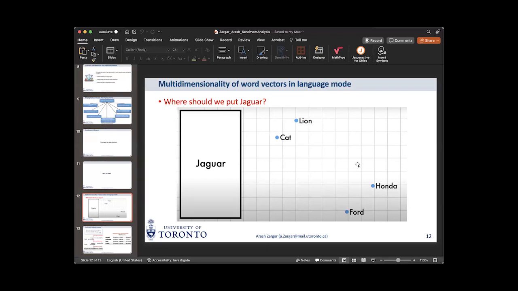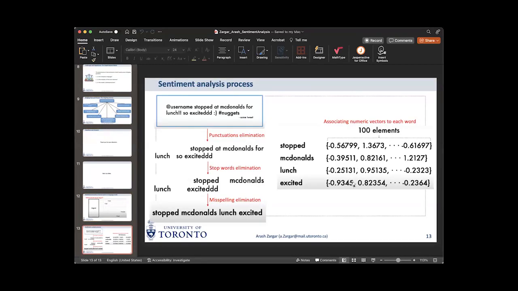So in 2010, people started to think about how many dimensions they need to define all of the words that are present in the English language. At Stanford University, they created something called GloVe. GloVe is global vector. Global vector means that all of the words that are present in the English language all have a numeric representation, right?